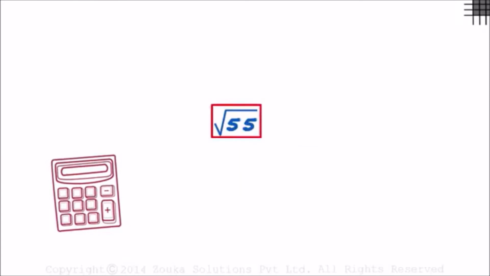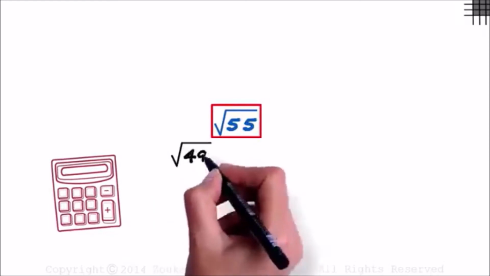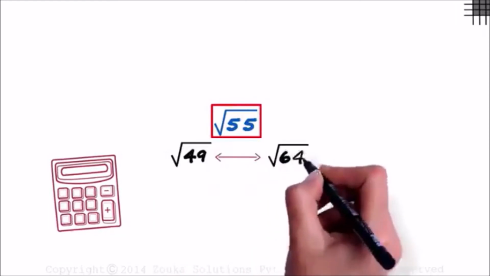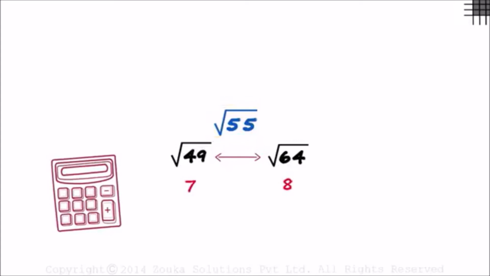The square root of 55 lies between the square root of 49 and the square root of 64. It lies between 7 and 8. But that's not enough. What do we do now? Maybe we can find out how far 55 is from 49 relative to how far 64 is from 49.